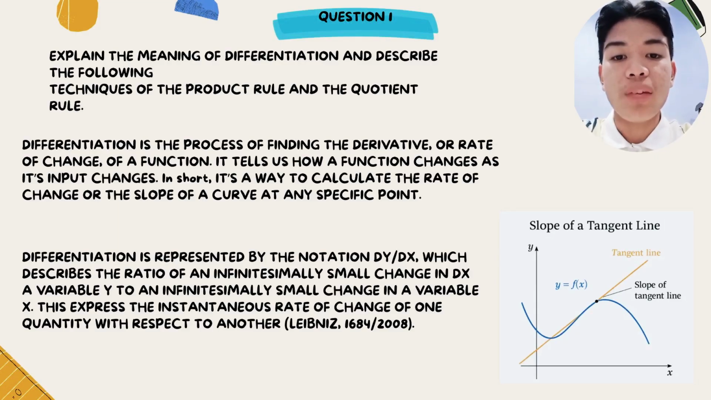So, what is the meaning of differentiation? Differentiation is the process of finding the derivative or rate of change of a function. It tells us how a function changes as its input changes. In short, it's a way to calculate the rate of change or the slope of a curve at any specific point.